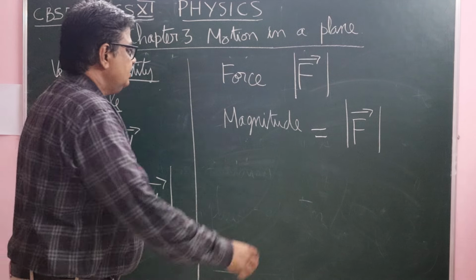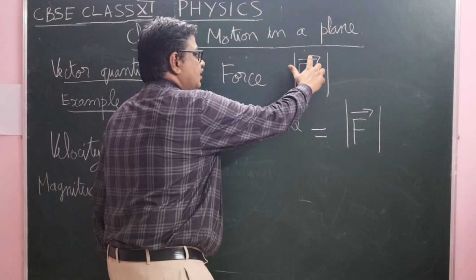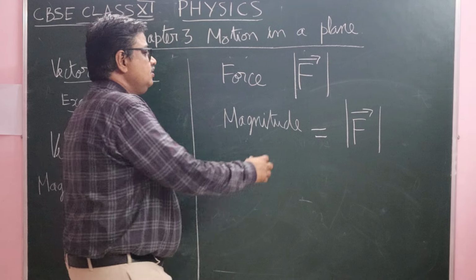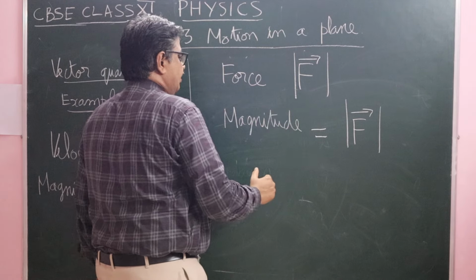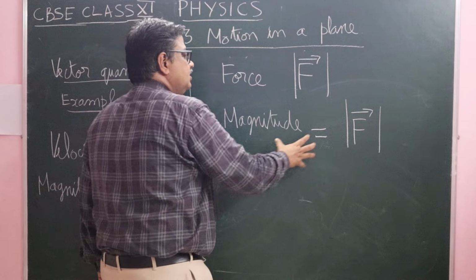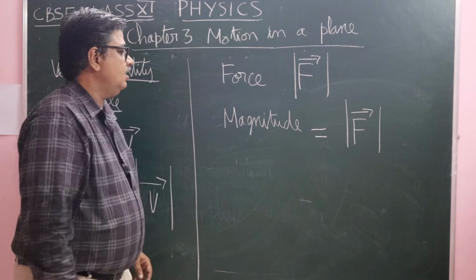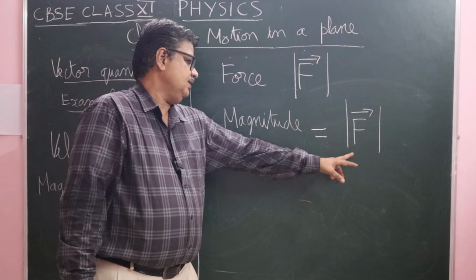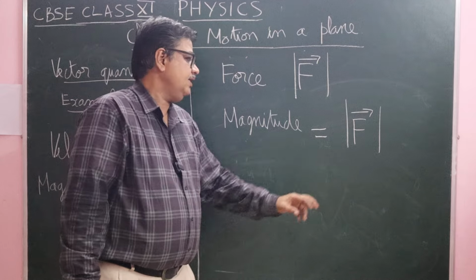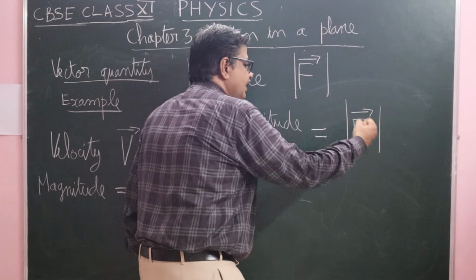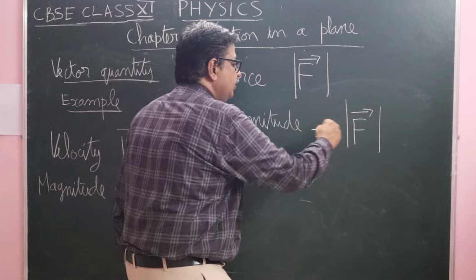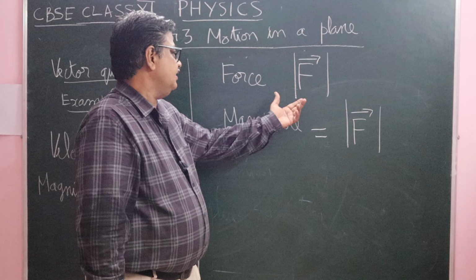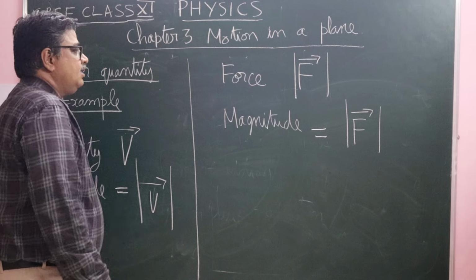Then force, this is the force vector, F vector. This is the vector symbol, it shows the direction. Magnitude of F vector is modulus of F vector. When we write the magnitude, we write like this, which shows that we are taking only the modulus value, without considering the direction. If we write like this directly, then it is a force vector.